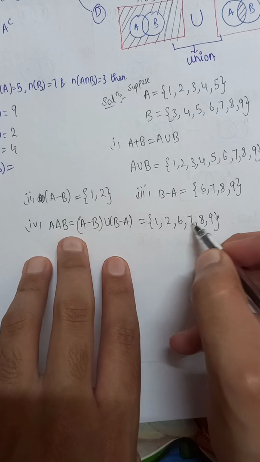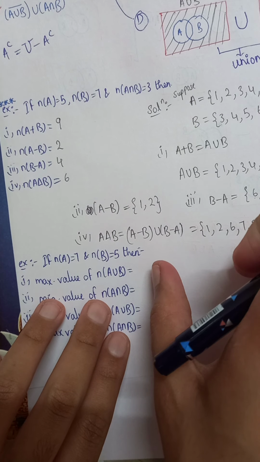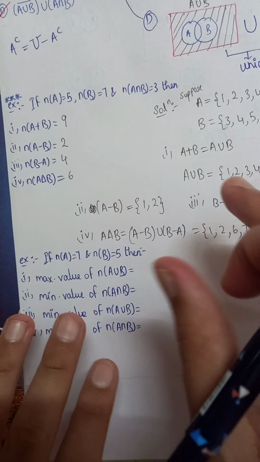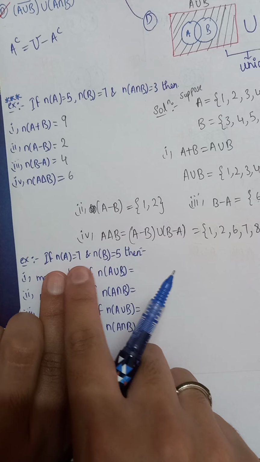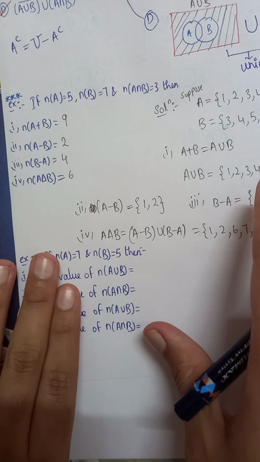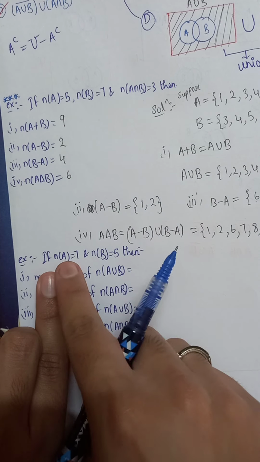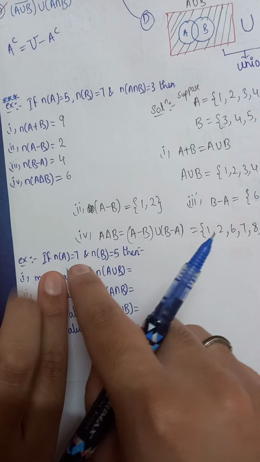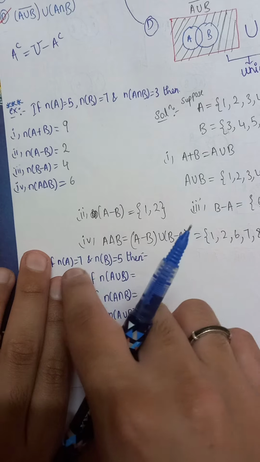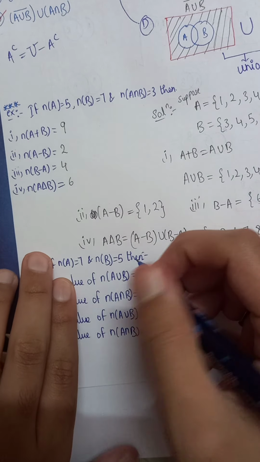The maximum value of n of A union B happens when A and B are disjoint. It happens when set A and set B both are disjoint, which means there's nothing in common between them. So when A and B are disjoint, we need to add 7 and 5, since all the elements are different, right? So taking the union of set A and set B, A union B is nothing but A plus B. The number of elements in set A is 7 and in set B is 5, so 7 plus 5 is equal to 12.